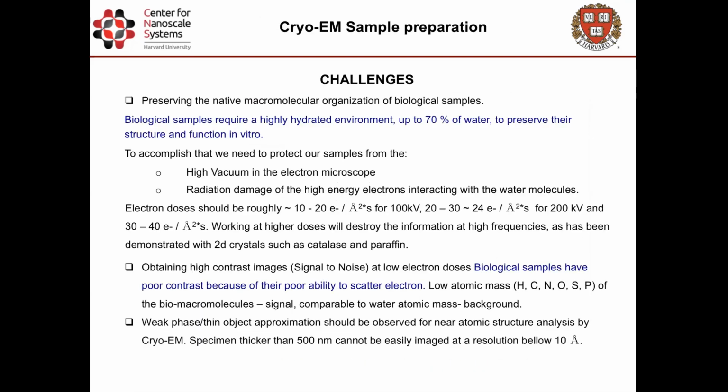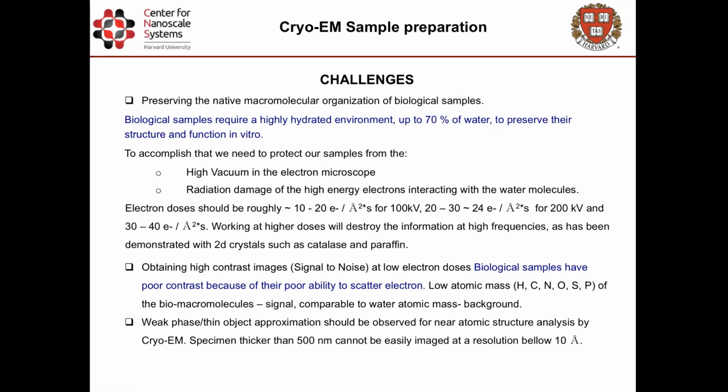Now, there are a few challenges for biological samples in an electron microscope, and hence for cryo-EM sample preparation. All biological samples are up to 70% water, and they denature if we dehydrate them or if we irradiate them. Therefore, we have to preserve these biomacromolecules, or even subcellular or cellular structures, in the high vacuum in the electron microscope. We also have to preserve them from radiation damage. Frozen hydrated samples are much more sensitive than negative stain samples, and we have to be very acutely aware of the electron doses we use to image this sample. And this actually depends on the voltage of your electron microscope. The higher your voltage, the higher your electron dose can be.